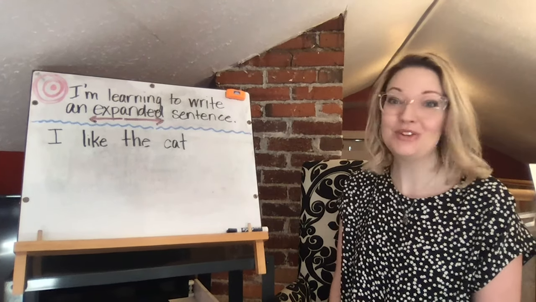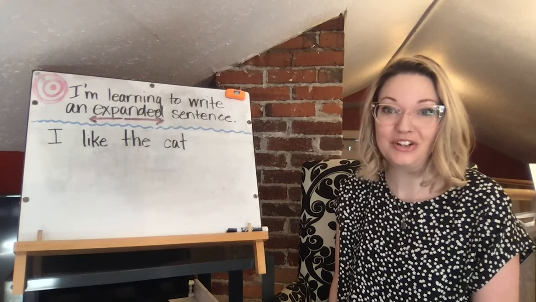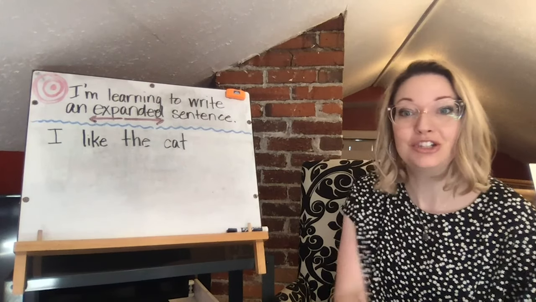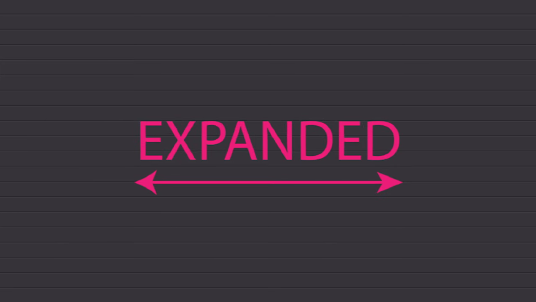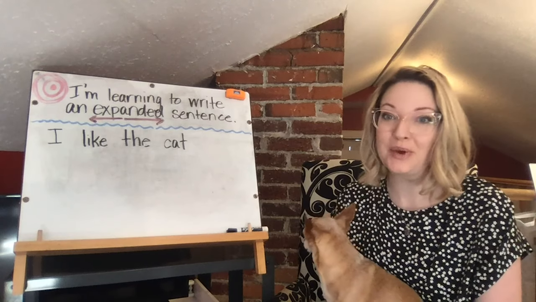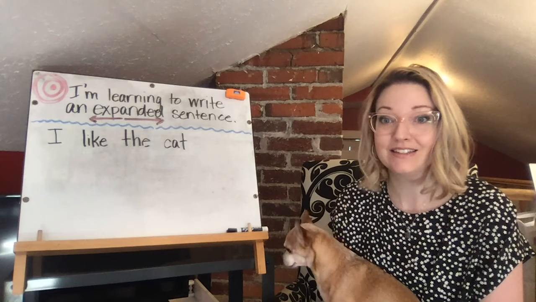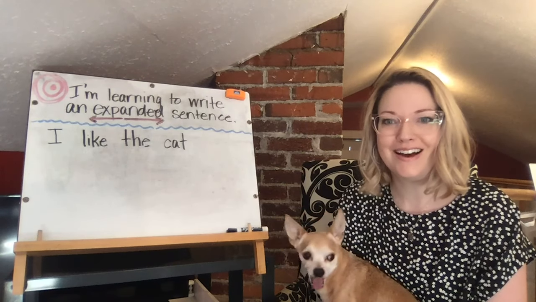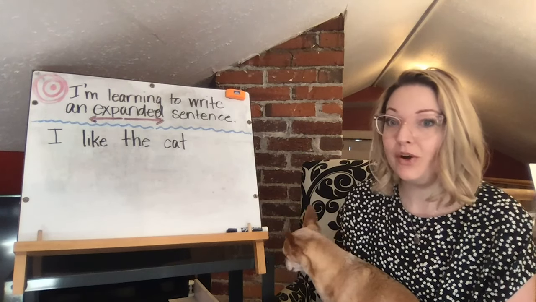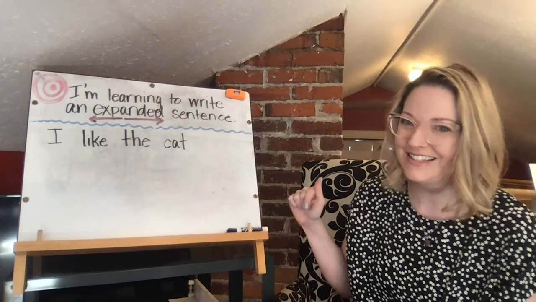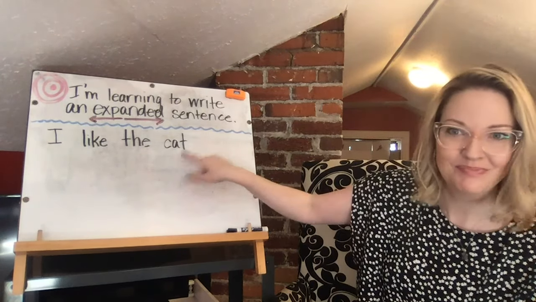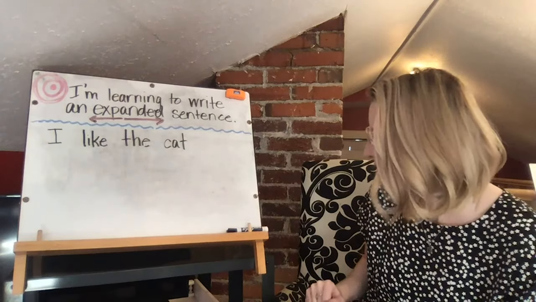I wanted to let you know that we are going to continue our learning goal for today, which is I'm learning to write an expanded sentence. Now, if you watched the previous video, we learned how to write an expanded sentence by using the word because. In this video, we're going to write an expanded sentence using the word and. And this time, since we have a different friend joining us today, instead of saying I like the cat, I think we're going to use the word dog.